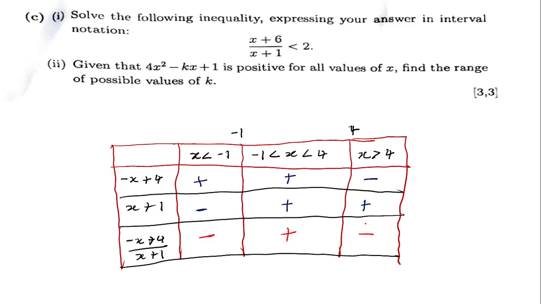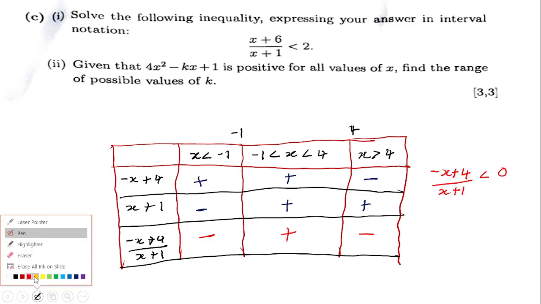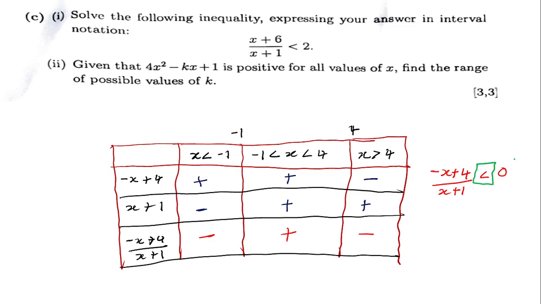Once you do that, you go to your expression, which is this one. So this expression is -x plus 4 over x plus 1 is less than 0. So the sign in between, it is the one which is telling you what you want. This sign here, okay? This sign here is telling you that we need negative. So you're going to go where negative is, which is this one, and that one.